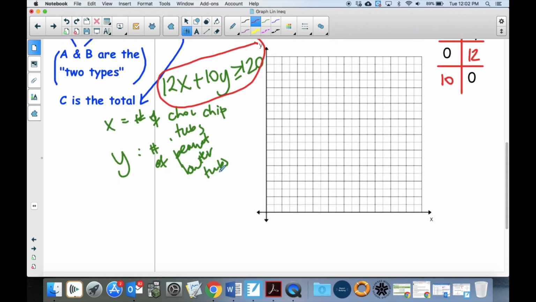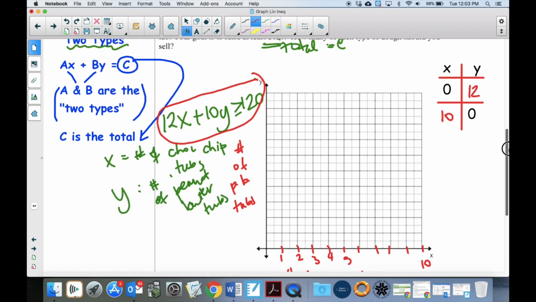This time on our graph, we already mentioned our variables. So our x variable is the number of chocolate chip tubs, and our y-axis is the number of peanut butter tubs. And we can just count by ones. We'll make that 1, 2, 3, 4, etc. Oh, I'm going to run out of space, aren't I? That's okay. We'll just have to go off the graph. Peanut butter, again, 1, 2, 3, 4, 5, 6, 7, 8, 9, 10.